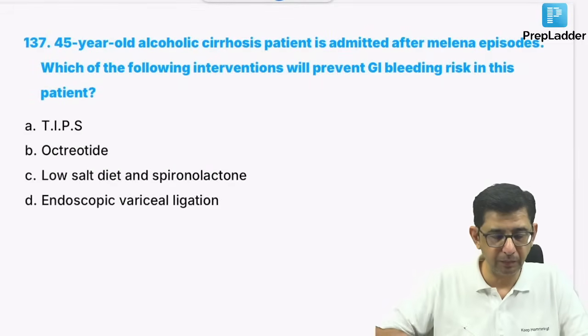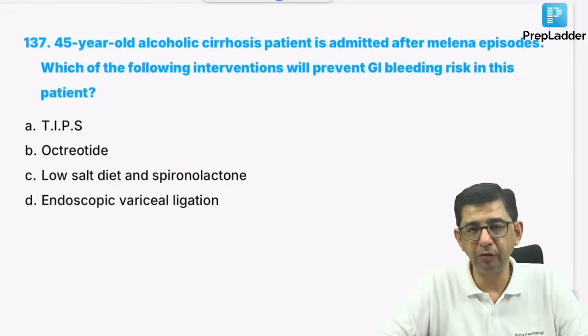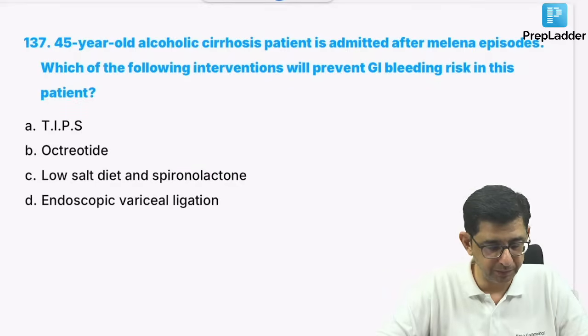Okay. If you remove more than 1.5 liters of fluid, it causes re-expansion pulmonary edema.